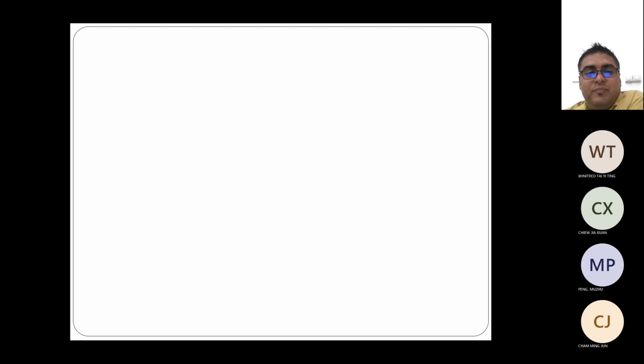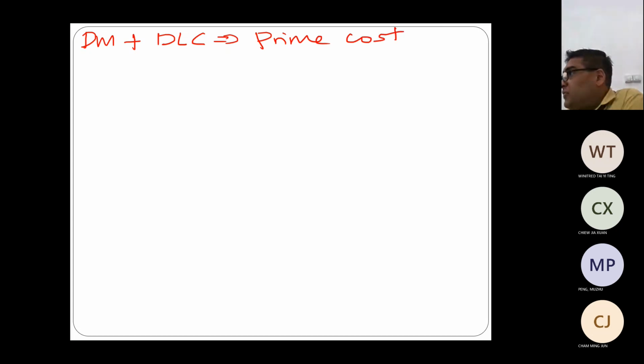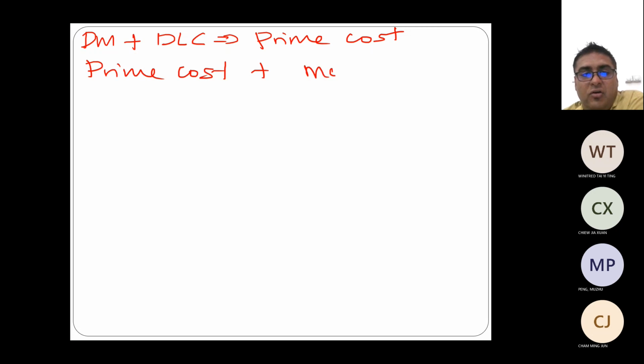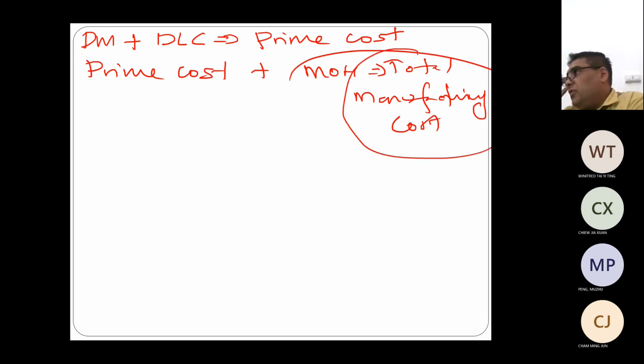So now you see, you have direct material cost, direct labor cost. Correct? And these two equal prime cost. Am I correct? Next one. Then your prime cost, you add with manufacturing overhead, you get total manufacturing cost. Now, what is this total manufacturing cost? Total manufacturing cost is basically the cost of the manufacturing process. The cost of my manufacturing process.